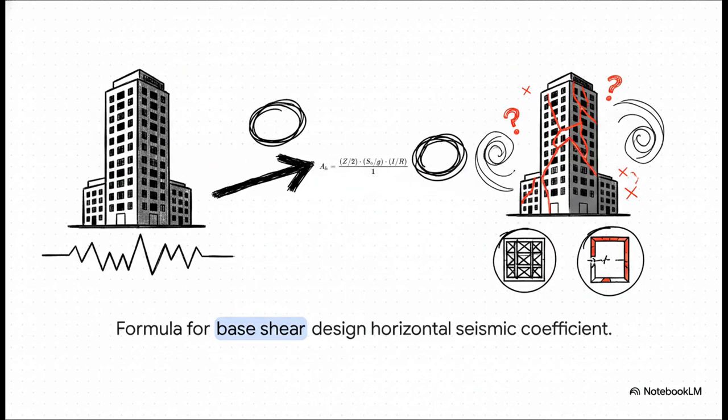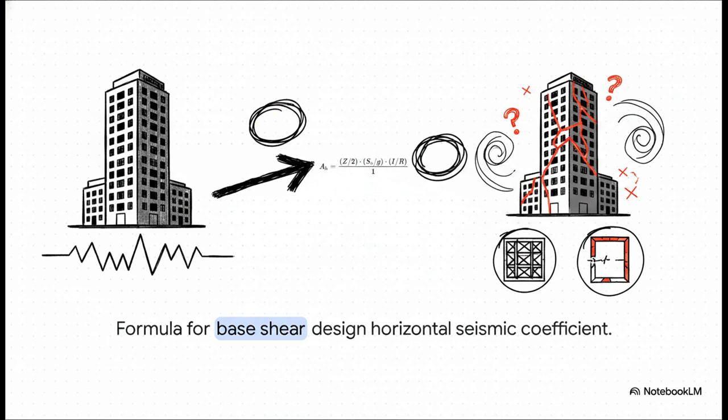Now, when you're calculating base shear for the design horizontal seismic coefficient, you've got to watch 2 variables like a hawk: Z, the zone factor, and R, the response reduction factor. Over in India, the latest IS 1893 update officially recognizes seismic zone V, which essentially doubles the design demand compared to zone 5. But here's the trap. Engineers sometimes default to an R factor of 5, which is meant strictly for highly ductile special moment resisting frames.